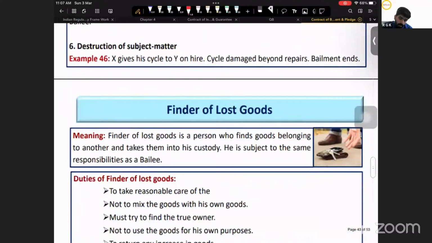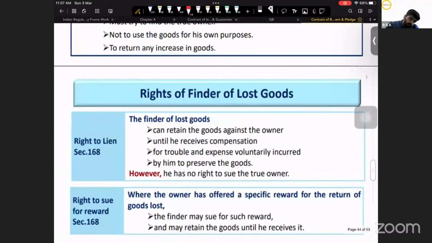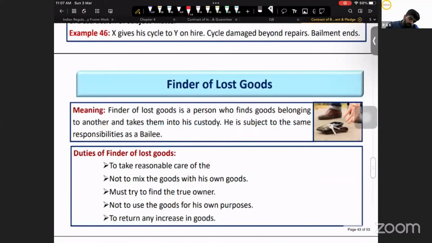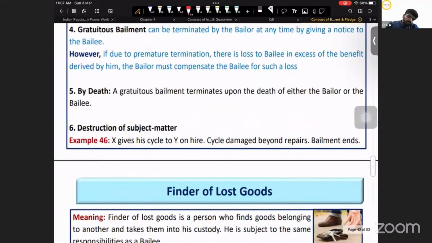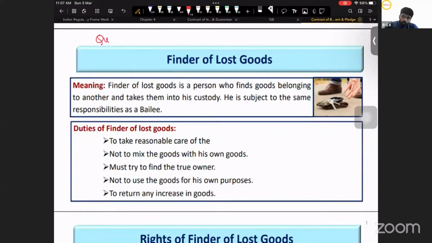The last thing that we need to discuss under bailment is the provisions related to the finder of lost goods. Law says that under quasi-contract, the finder of lost goods should take reasonable care of the goods. The finder of lost goods should try to find the true owner. And once he finds the true owner, he must return the goods to him.